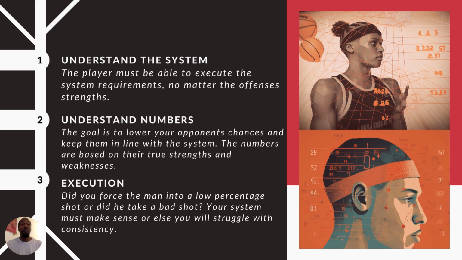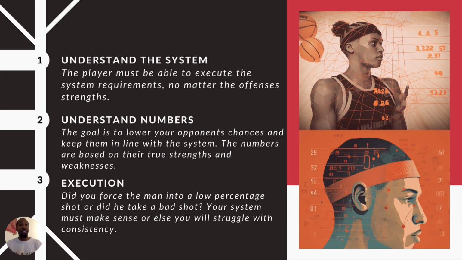Understanding the system, the player must be able to execute. This is the core, the conclusion of defense. So understand the system, understand the numbers, the execution. These are things that we've got to start thinking about. We've got to start incorporating into our thoughts while we're on the basketball court, while we're in practice, while we're in training. Understand the system.